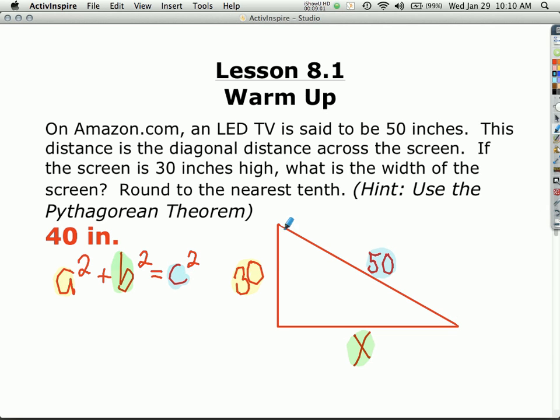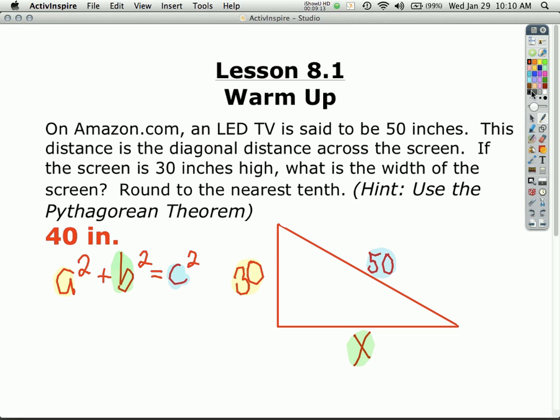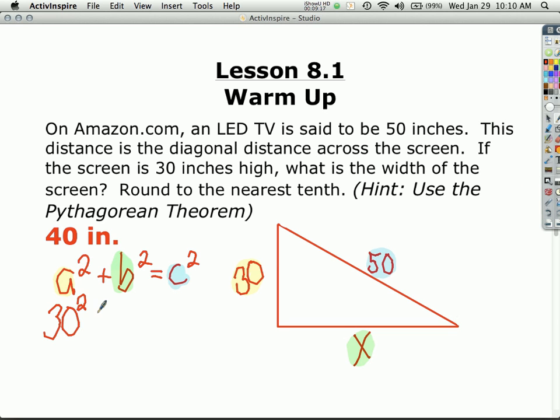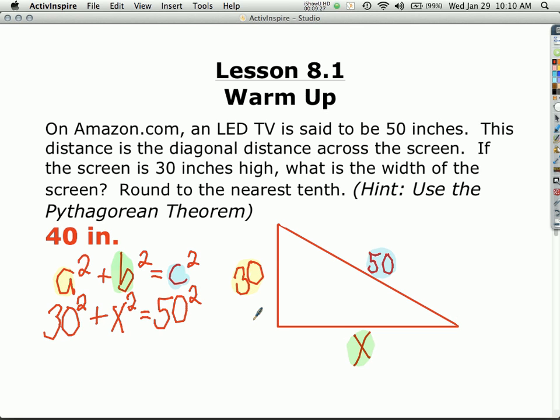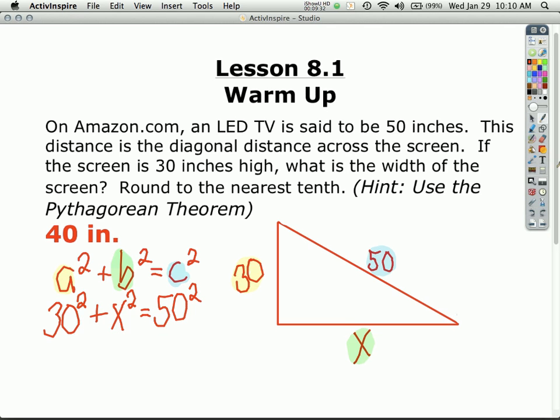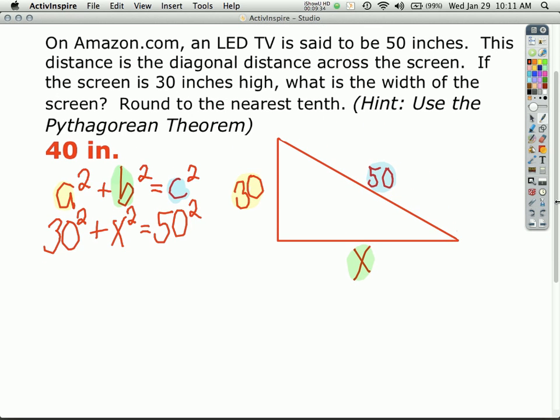Does anyone remember the fancy name of that side of a triangle? Alyssa? That's the hypotenuse. So you plug in the numbers and letters and you solve the equation. A squared, 30 squared, plus b squared, in this case, is x squared, equals c squared, which is 50 squared. Simplify and solve the equation. So, any comments or questions? Ania and then Brandon.